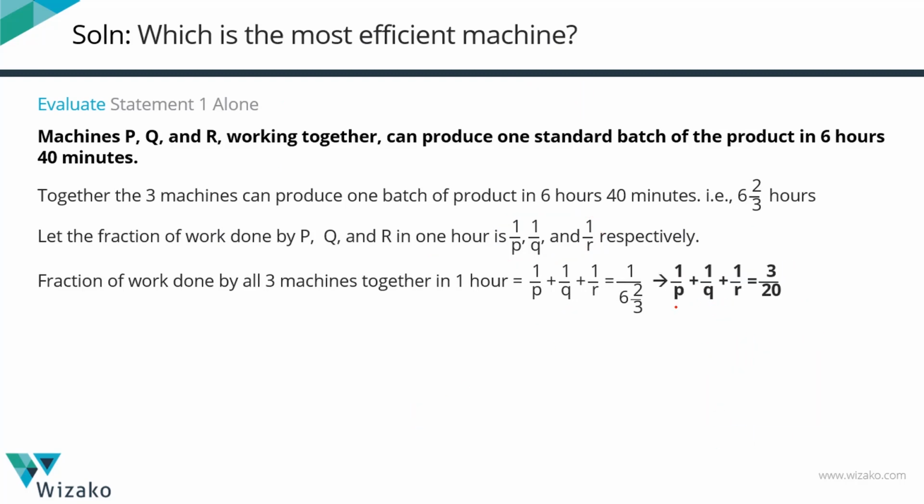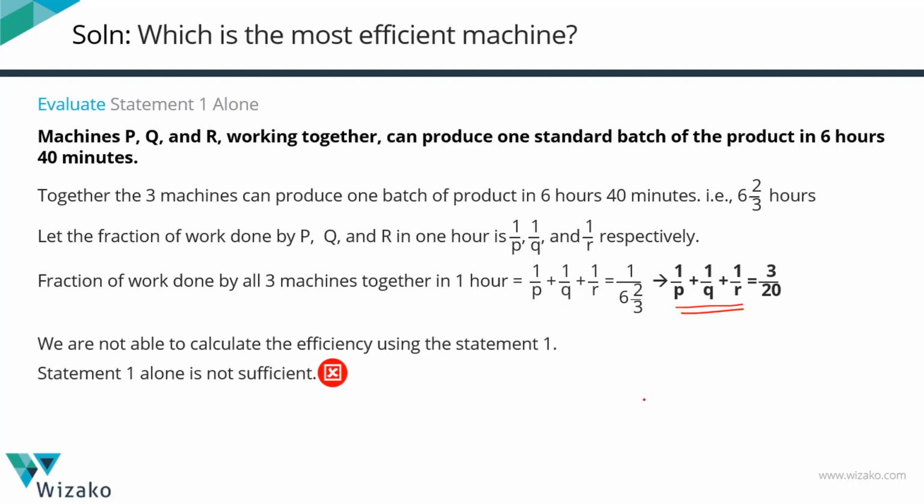We know the combination, the sum of the three values equals 3 upon 20. But we do not know individual values for any of these things. So we will not be able to determine which among the three, 1 by P or 1 by Q or 1 by R, is the largest of the three values. Unless we know that, we will not be able to find out which mission is the most efficient. So statement 1 alone is not sufficient.